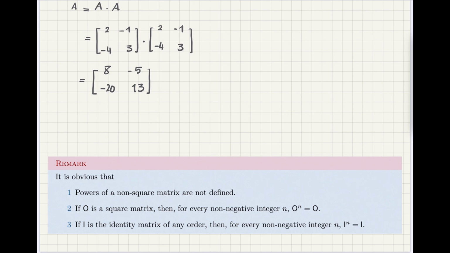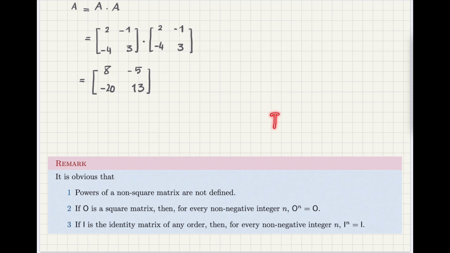Of course, these are obvious things. Powers of a non-square matrix are not defined, as I discussed in the beginning. If 0 is a square matrix, this is the 0 square matrix. For every non-negative integer n, it is very clear that if I raise the 0 matrix to power n, it becomes itself. This is also another similarity between matrix algebra and number algebra. And if I is the identity matrix of any order, I hope that this is clear for you, that I to power n is itself.